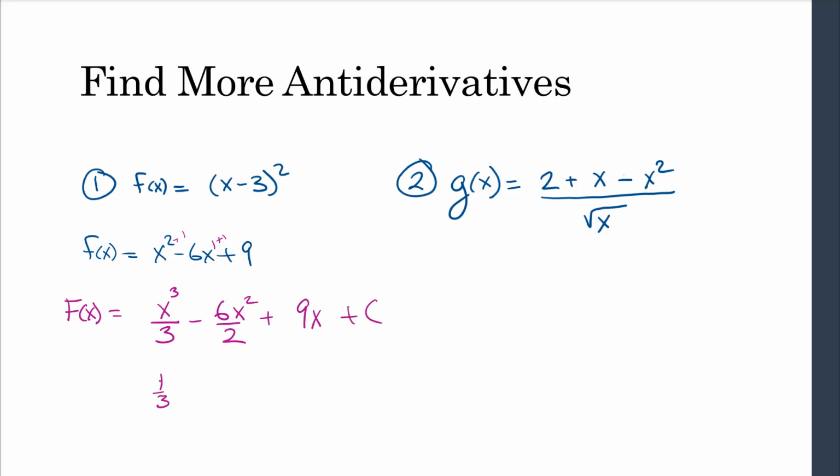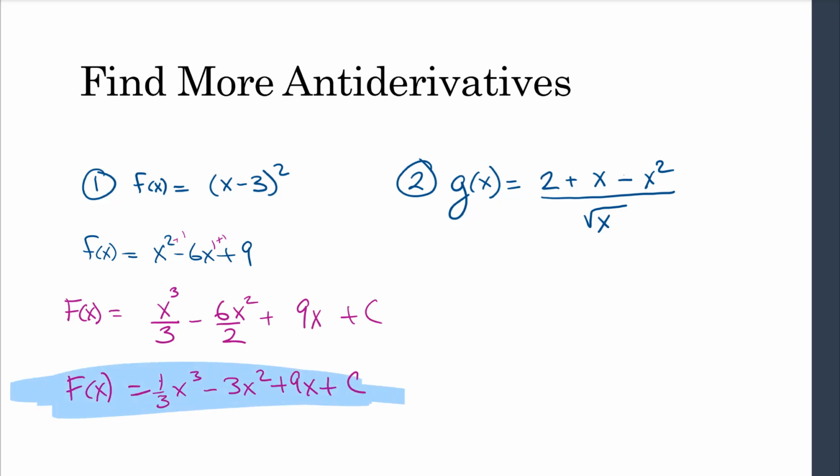And we need to clean it up. I prefer to write it as 1/3, but I'm a weirdo. Minus 3x squared plus 9x plus c. And I think that this might be a sufficient solution. You take a derivative on this thing, you're going to find out you get right back to where you started, probably just without the factor.